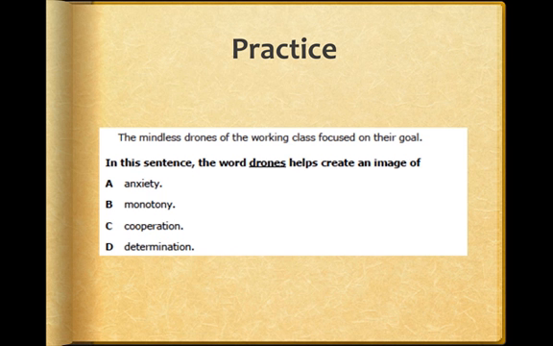Pause the video and discuss with your partner what answer choice you think it is. Yes, again, B is the right answer. You should have been able to definitely eliminate cooperation and determination because mindless was in front of it. So that left you with A or B, and the better choice is B. Let's do the last problem.